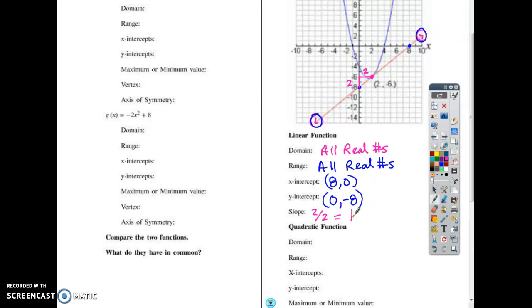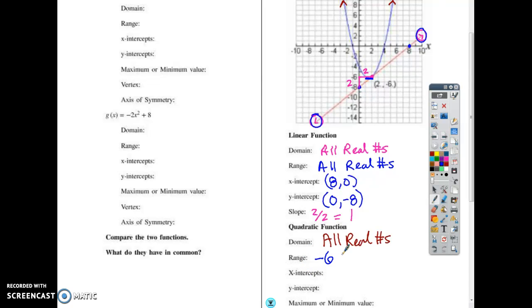Okay? Now the quadratic one. There's still going to be arrows on this one. It's going to keep going up forever and ever. And it's going to go to the left and to the right forever and ever. So what's the domain? The domain for this one's all real numbers because it's going to go to the left forever and to the right forever. All real numbers. But what about the range? What is the lowest number that it goes to? Negative 6 right here. So negative 6.